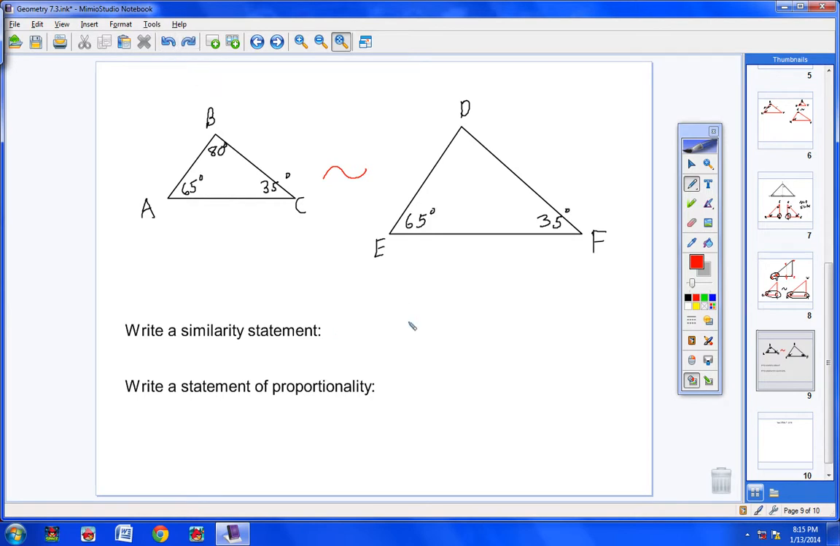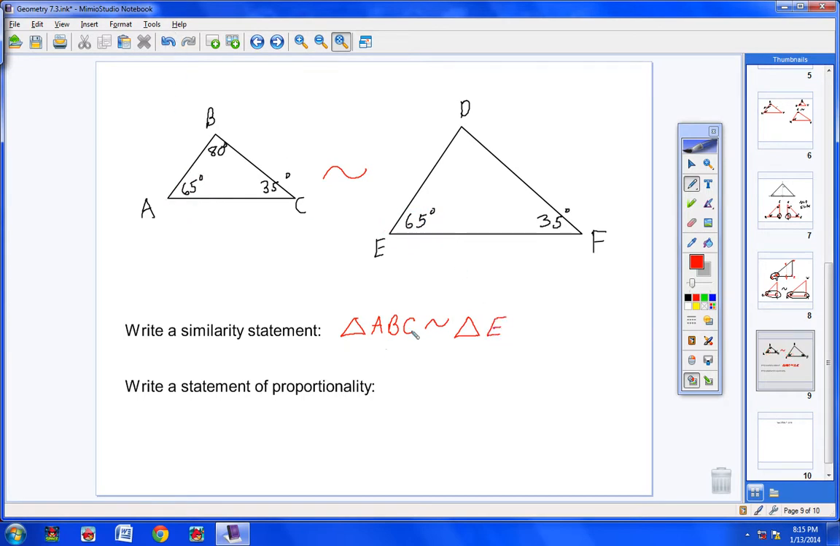It doesn't matter. I'm just simply going to write triangle ABC is similar to triangle, and now I'm going to stop. What came first over here? A, and A is this angle, and what angle corresponds with angle A? E does. So my first letter over here has to be E.